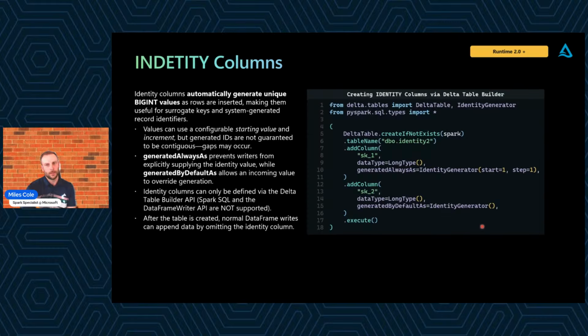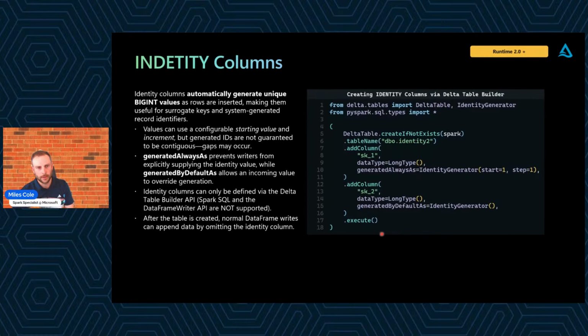So identity columns, I think everyone kind of knows what these do, but basically it allows for an automatically generated, increasing integer-based value, typically used for surrogate keys and things like that. The big thing we'll note here is that the Spark SQL syntax for creating an identity column is not supported yet as of Delta 4.3.